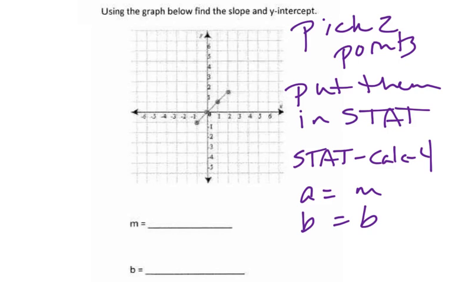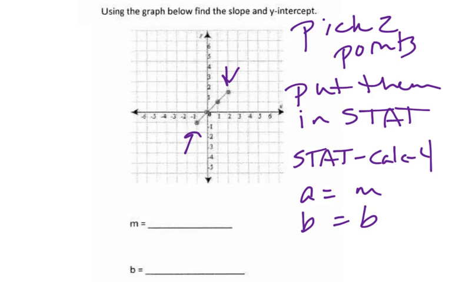I'm going to use this point, which is negative 1, negative 1. And I'm going to use this point, which is 2, 2. So my x values are negative 1 and 2. My y values are negative 1 and 2.